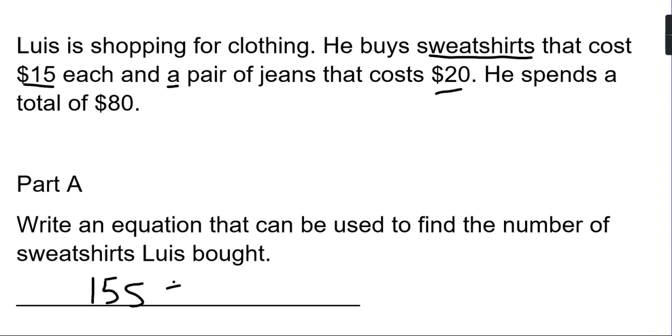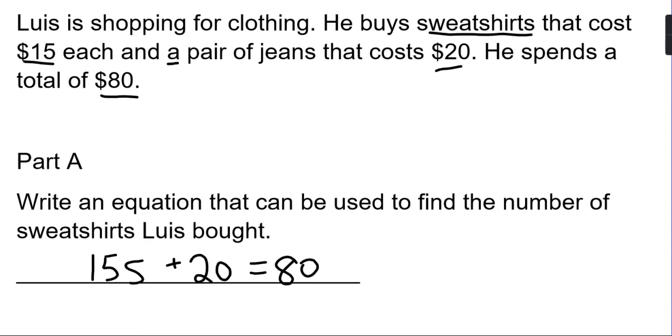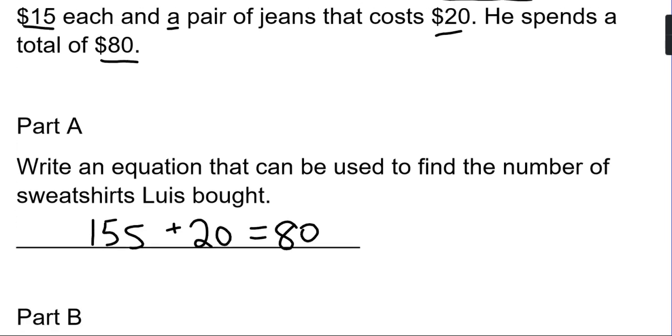We will add to that 20. So 20 is our constant term. It represents 1 pair of jeans. It's our constant because it just happens once. It doesn't happen again and again, as opposed to the 15, which happens again and again, depending on how many sweatshirts he bought, right? We keep adding 15 for each sweatshirt. His total was 80, so we're going to set that equal to 80. So we finished part A. We wrote an equation to represent Louis's purchases, and if we solve that equation, it would help us find the number of sweatshirts that Louis bought.